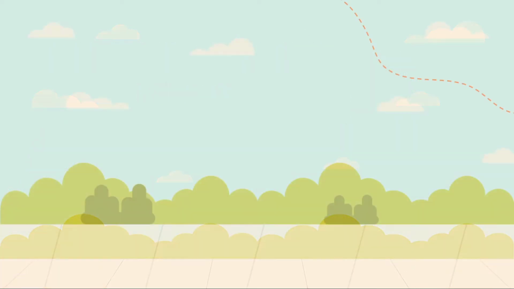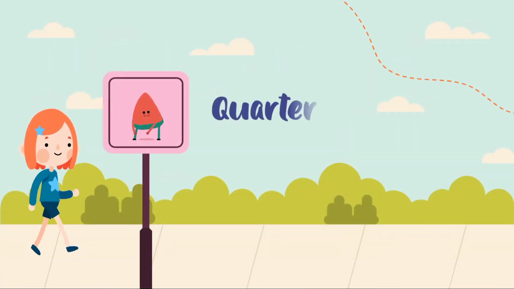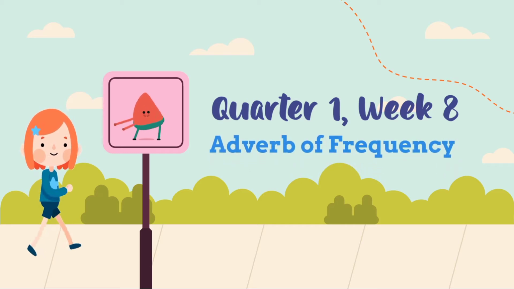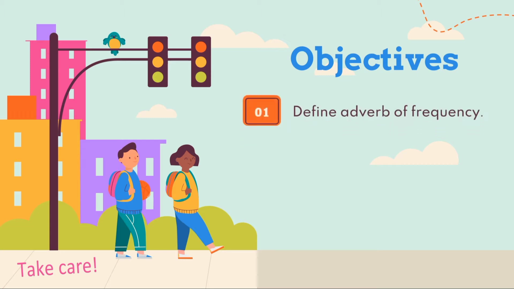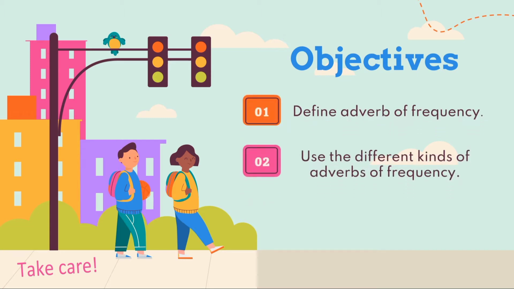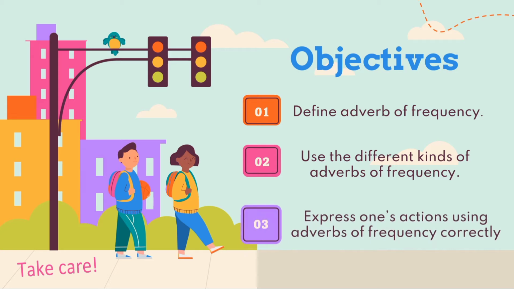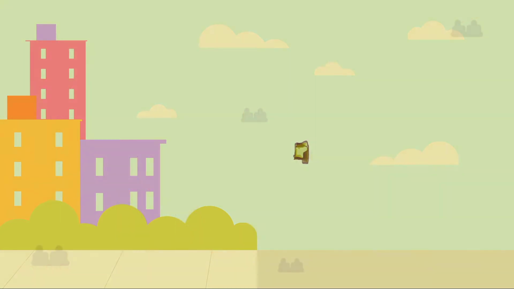Quarter 1, Week 8 Learning Activity Sheet number 11 is all about using adverbs of frequency. Specifically, after working on this learning activity sheet, you should be able to first, define adverb of frequency. Second, use the different kinds of adverbs of frequency. And the last one is to express one's action using adverbs of frequency correctly. Turn your learning activity sheet to page 2.